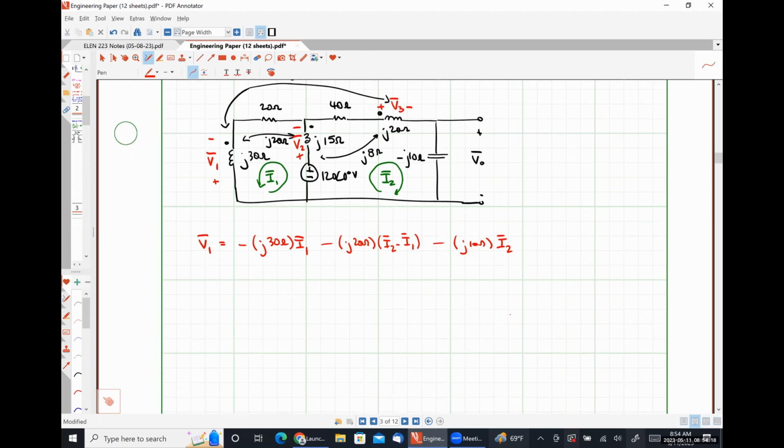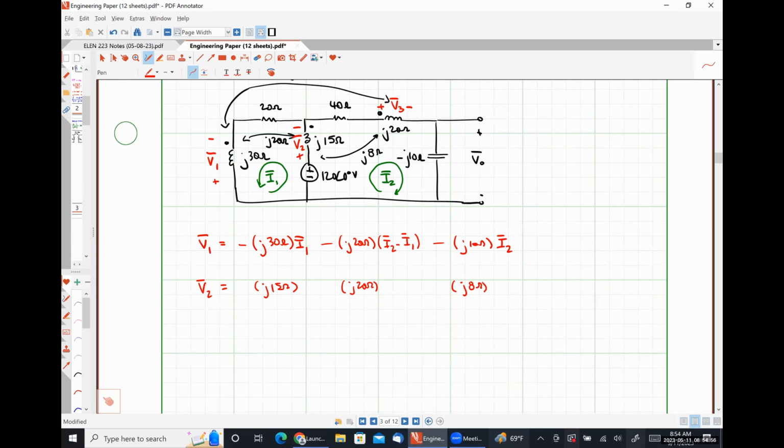So let's look at V2 here. We have a similar case. We're going to have a self-inductance term for this J15. We're going to have a mutual inductance term between coils 2 and coil 1. So that's going to be J20. We'll talk about the currents in a moment. And then we have a mutual inductance term between coils 2 and coil 3. It's going to be our J8.